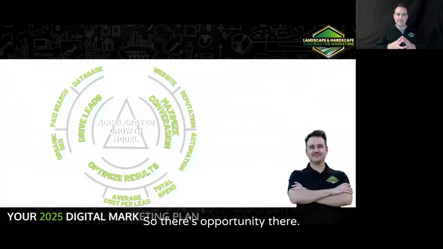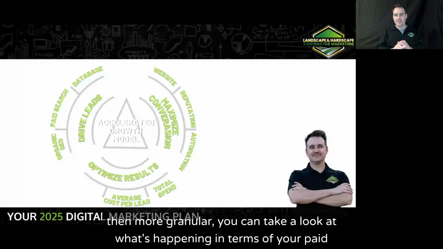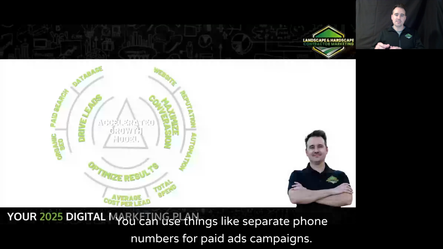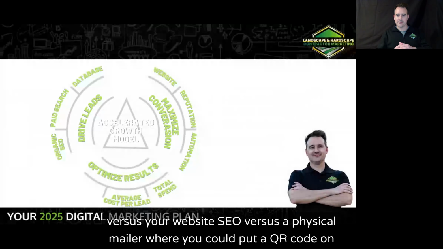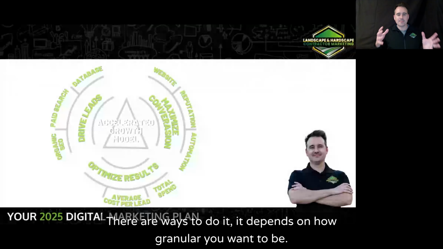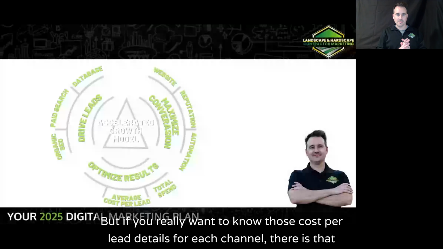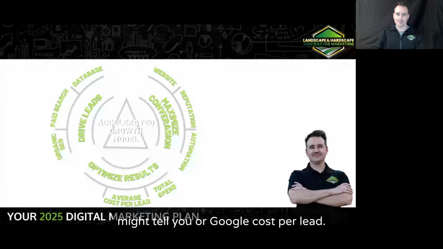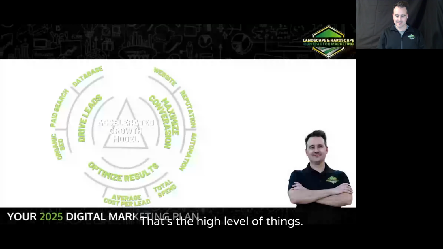So there's opportunity there. But then more granular, you can take a look at what's happening in terms of your paid advertising as an example, which you should be tracking. You can use things like separate phone numbers for paid ads campaigns versus your website SEO versus a physical mailer where you could put a QR code on there. There are ways to do it, and it depends on how granular you want to be. But if you really want to know those cost per lead details for each channel, there is that setup required. Otherwise, knowing just in general what it costs, beyond just what an agency might tell you or Google cost per lead, that's that high level of things.